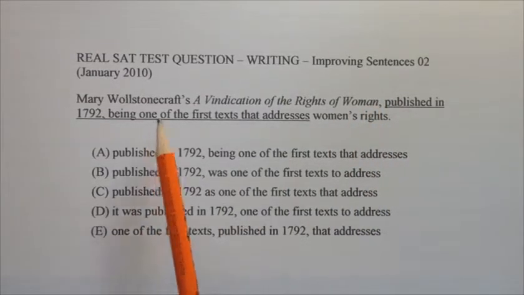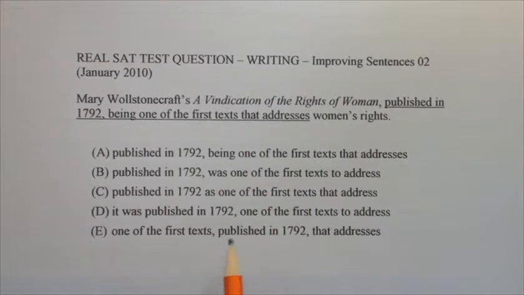E, Mary Wollstonecraft's one of the first texts published, same as above. There's no verb in the main clause here. That addresses, this is a verb, but with the that, this is a subordinate clause. There's no main clause. There's no verb in the main clause. You need a verb in the main clause, and B is the only one that has it, the word was.